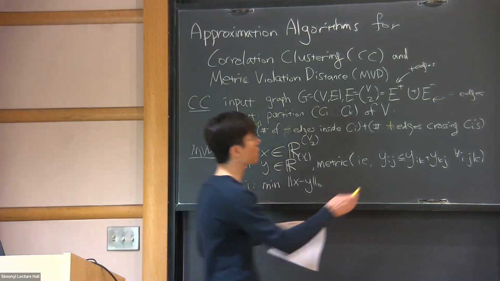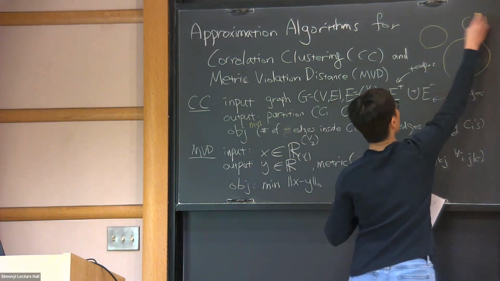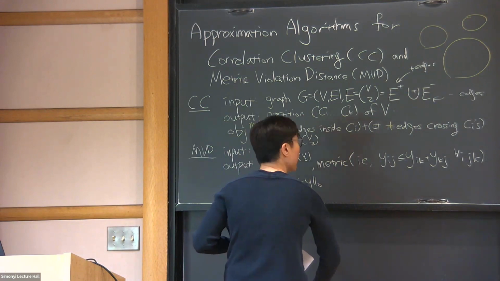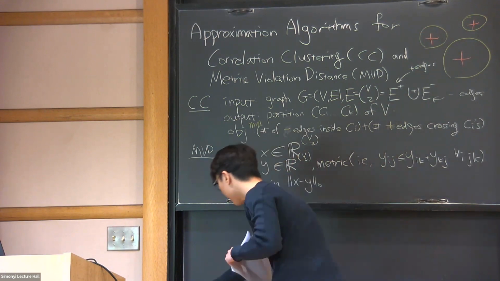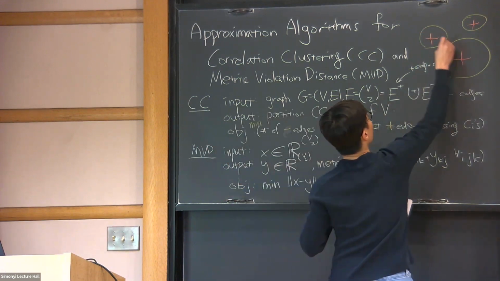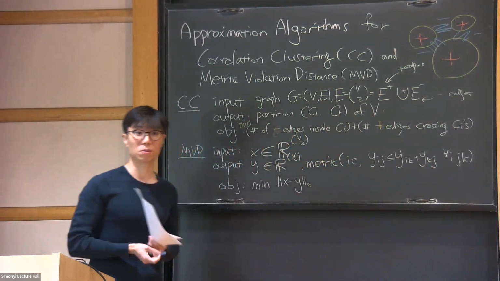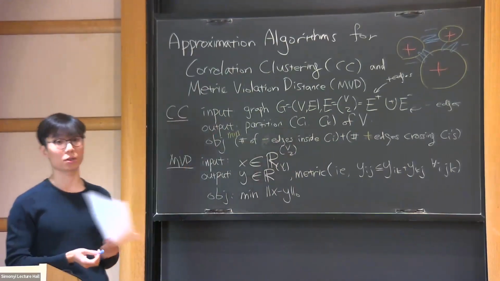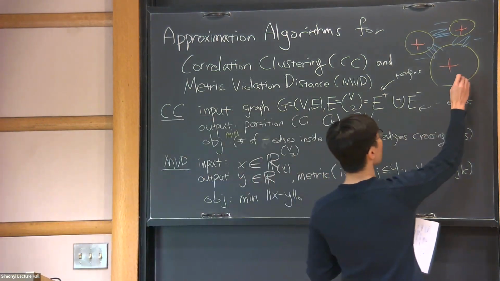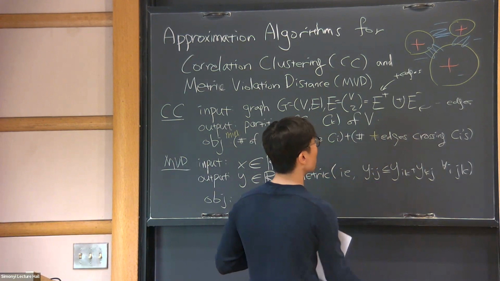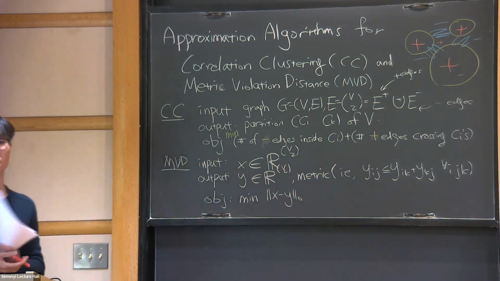For example, suppose the input is already divided into clusters, with everything inside a cluster a plus and every crossing edge a minus. Then the optimal value is 0, and you need to output exactly this clustering. Of course, there will be some noise, so you might see some minus edges inside and some plus edges across, and the goal is to minimize those errors.